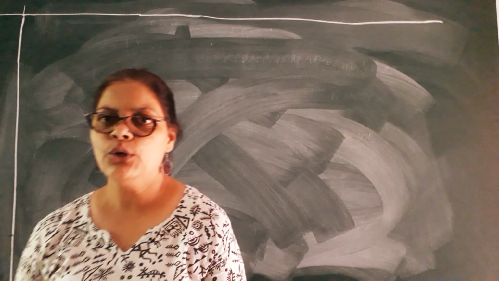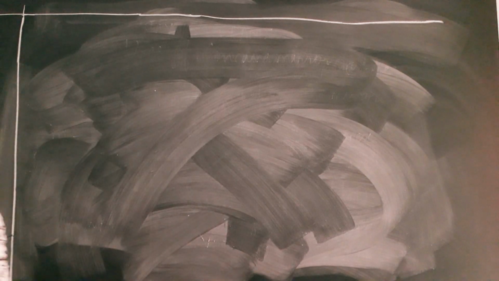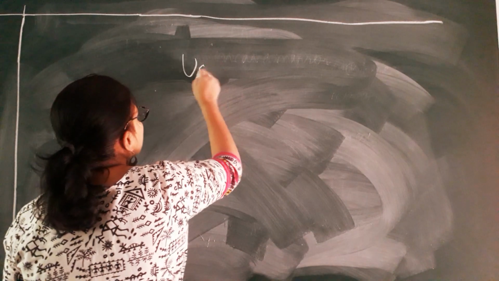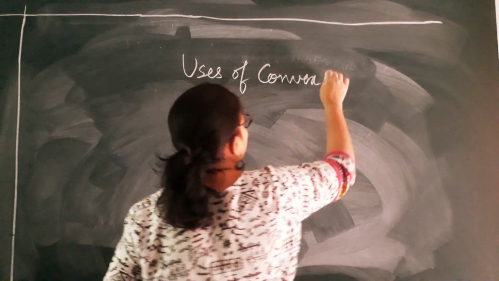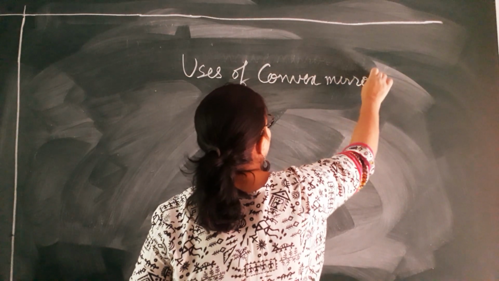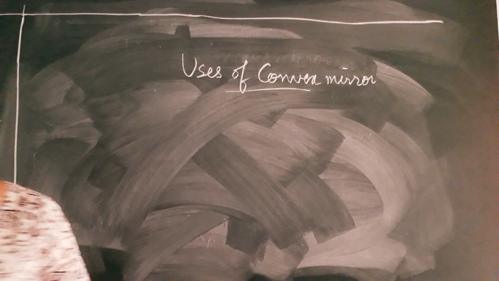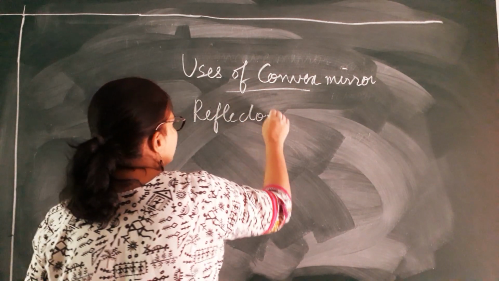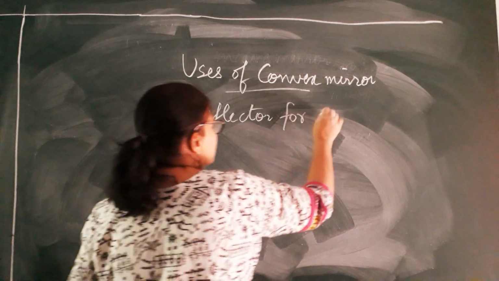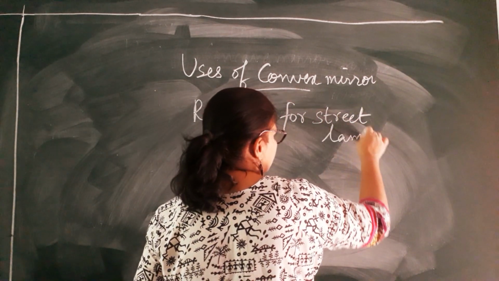Isn't it very interesting, children? You get to know so many things about how a concave mirror is used in our day-to-day lives. Then we come to convex, children. Uses of convex. Now we pick up what are the uses for convex mirror. The first use for convex is that it is used as a reflector. Again, here also, it could be used as a reflector for street lights or street lamps.